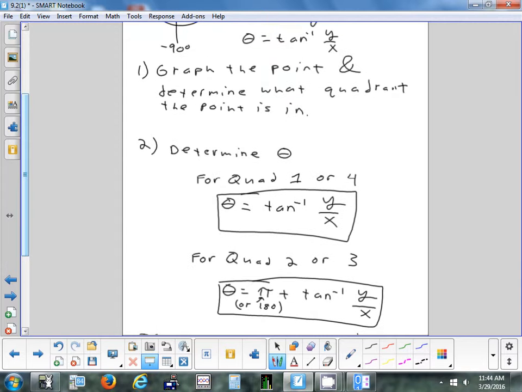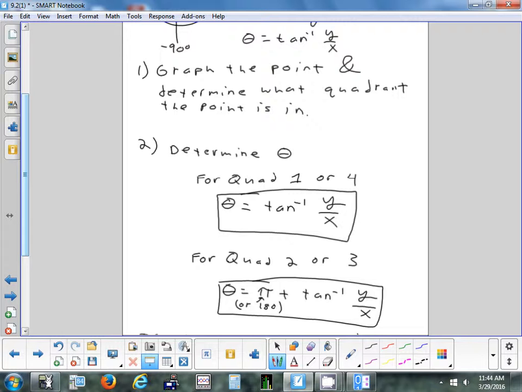Okay, so if you're in quadrants 2 or 3, it's pi plus inverse tangent y over x, or 180 plus inverse tangent y over x. Where else could my angle be? This still doesn't cover all the possible places it could be. Okay, it could be on an axis, right, in between two quadrants.